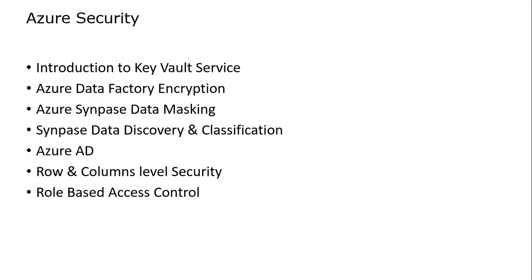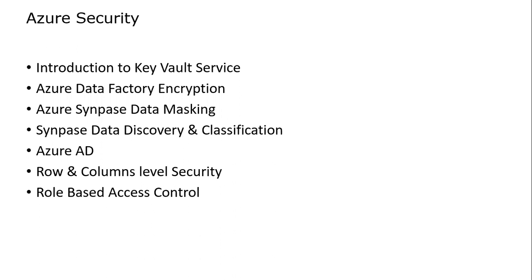So we will see how to utilize the Key Vault service. What is the Key Vault service? How we can provide some encryption on Azure Data Factory, how to do data masking on Azure Synapse. We'll see Synapse data discovery and classification, and how we can utilize those. Azure AD is, you can say, the main backbone of your Azure security, so how to provide access using Azure AD.